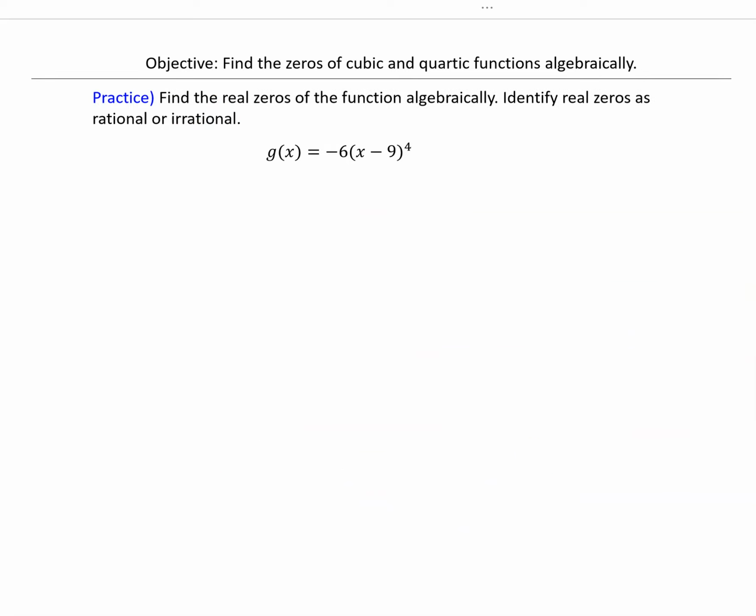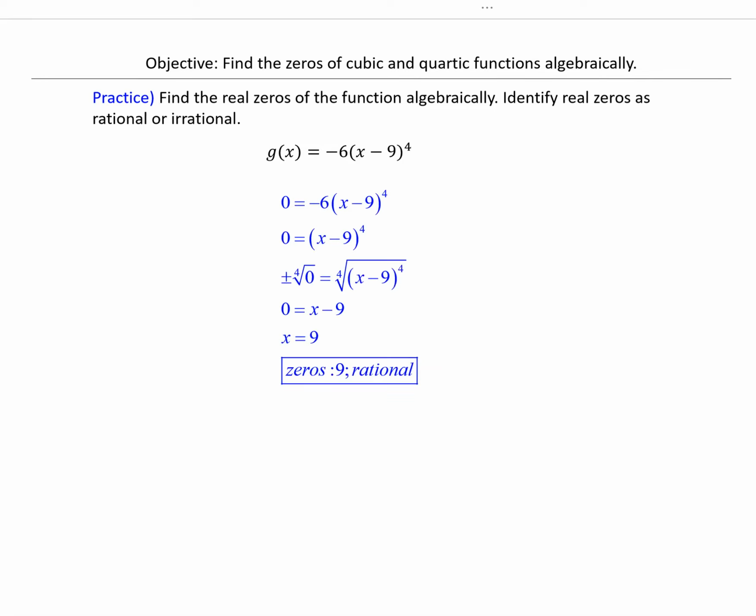So here's a practice problem. Please pause the video and give this one a try. All right, let's take a look here. So hopefully when you divided by negative 6, you said that 0 divided by negative 6 is 0. The fourth root of 0 is still 0, so you end up with just 9, which is a rational number.